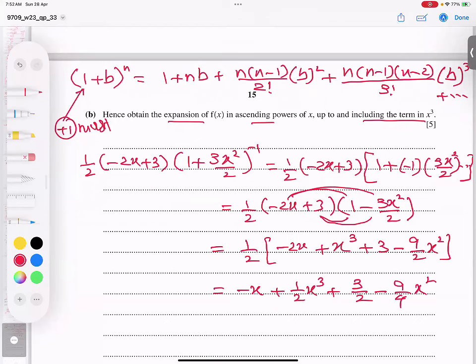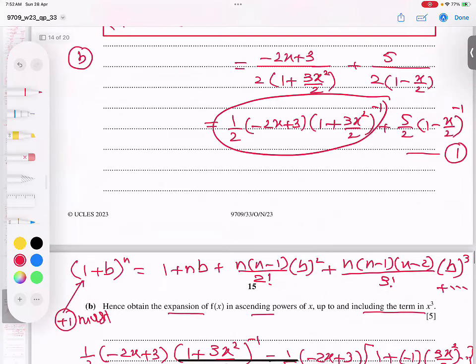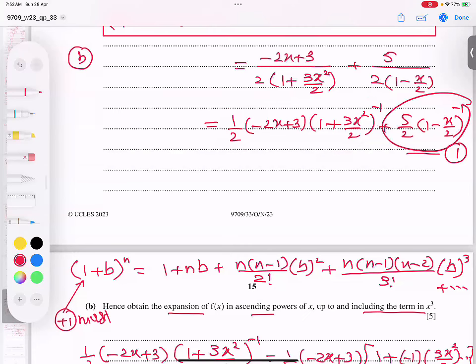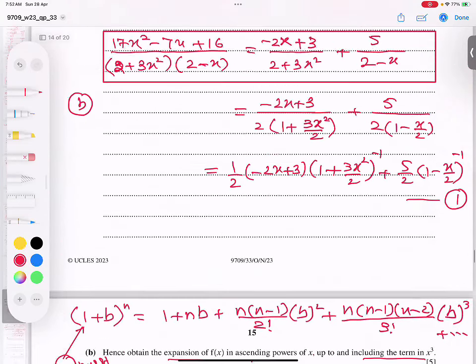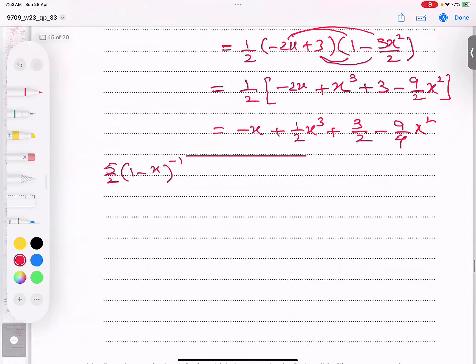The first part is done. So this part is, students, over. So let's go for the second part, which is here. So I'm writing 5 over 2, and 1 minus x over 2.